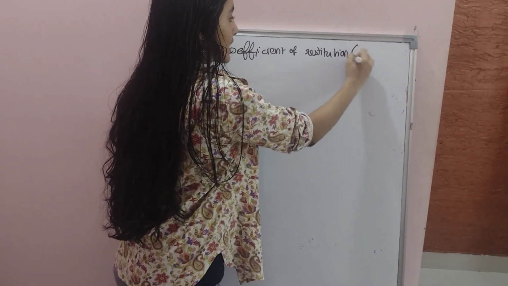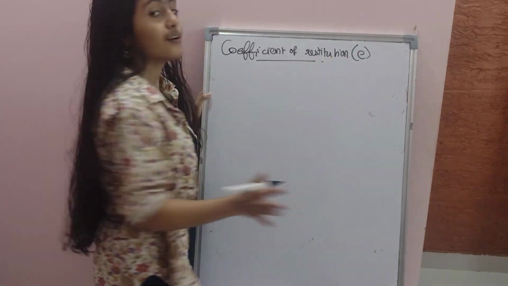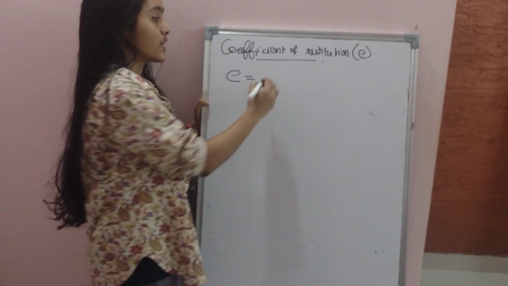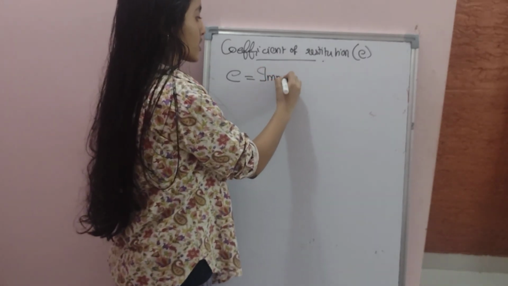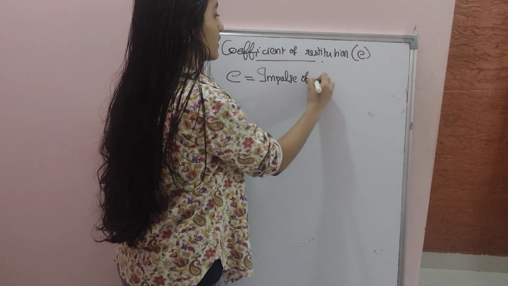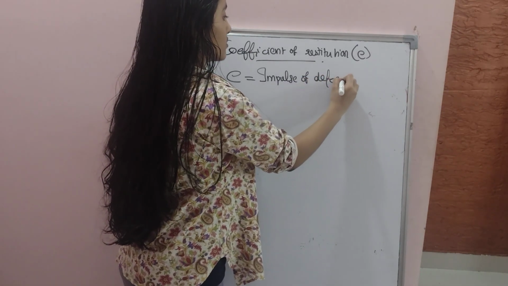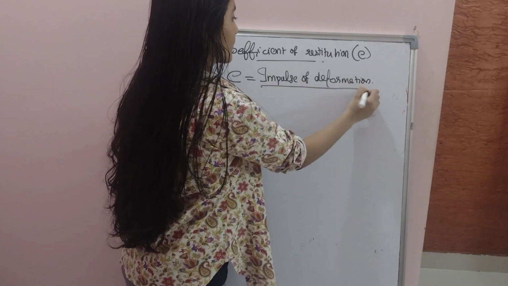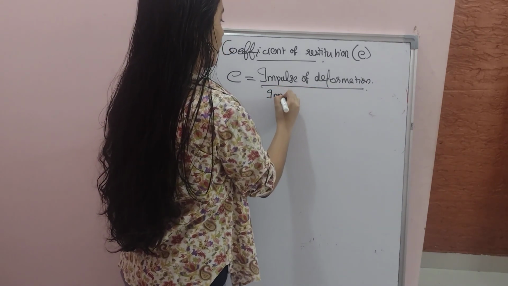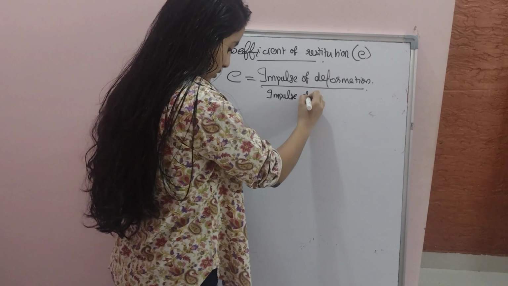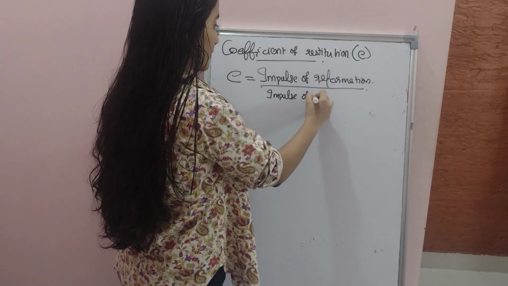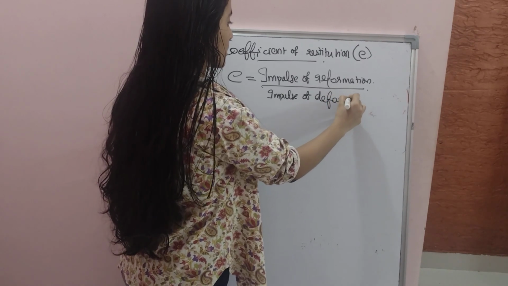It's denoted by the letter E. Let me state the equation for coefficient of restitution. In simple terms, it is impulse of reformation divided by impulse of deformation.